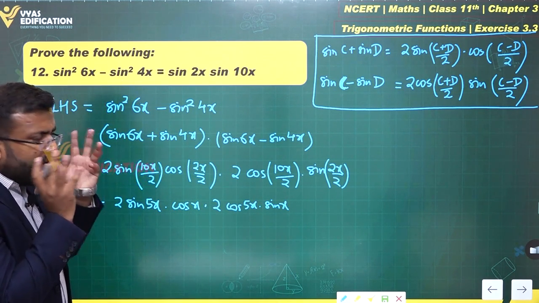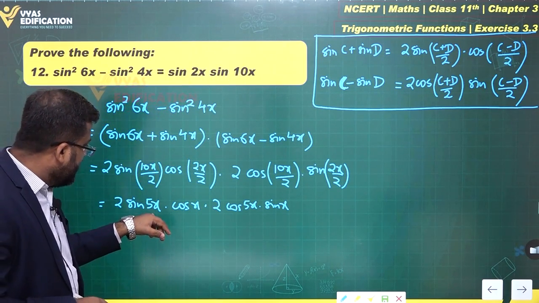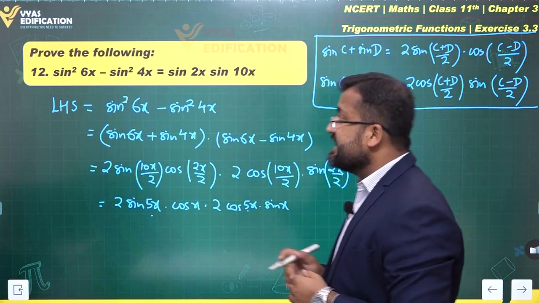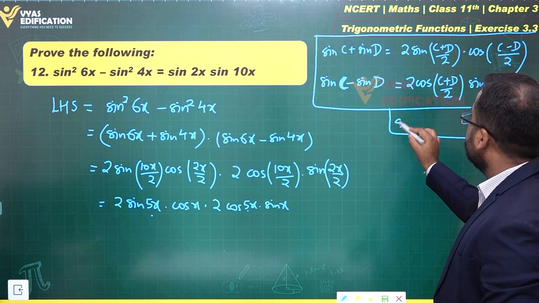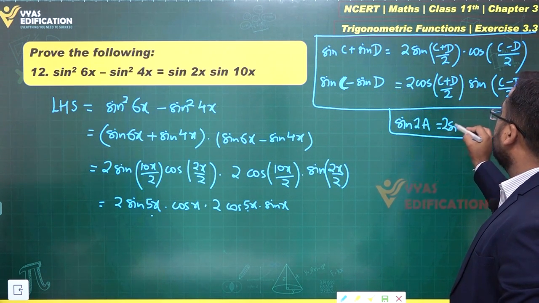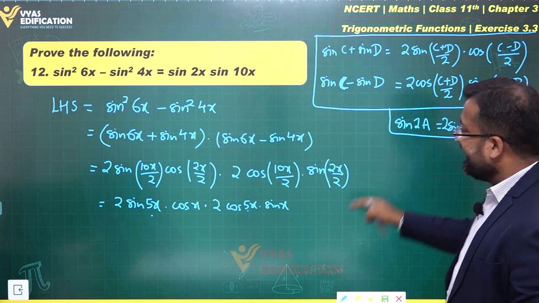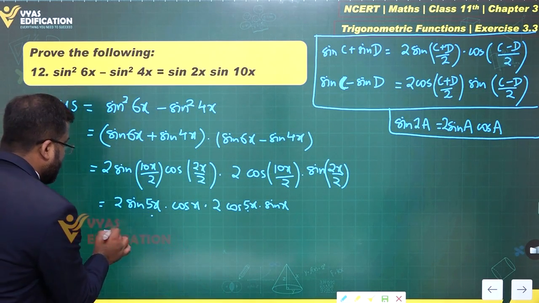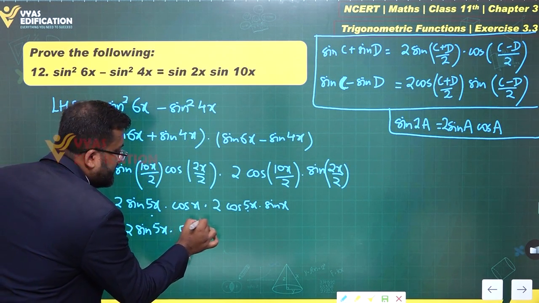But do you observe, where do you want to go? We want to go in this direction, right? Sine 10x is required, sine 2x is required. Now sine 5x and cos 5x can combine together to give you sine 10x using another identity of multiple angles. What is that? Sine 2a is equal to 2 sine a cos a. Or basically this identity in reverse can be used over here. Let's write this 2 sine 5x and cos 5x first.